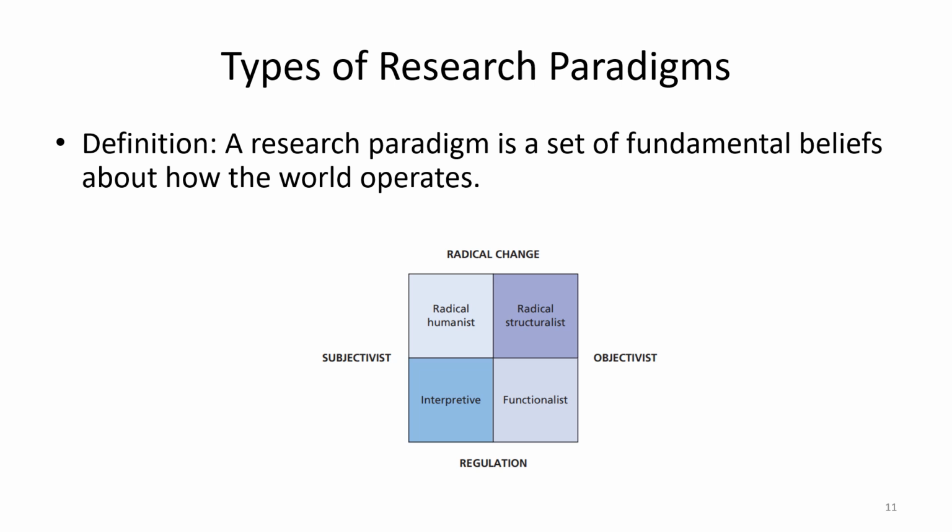Then we have the radical humanist, that is subjectivist and radical change, on the top right corner. So this seeks to challenge and change the way people actually view their social reality. It emphasizes different ideologies in shaping a social structure. For example, you are interested to study how individuals perceive oppression within an organizational structure and the importance of empowerment in that scenario.